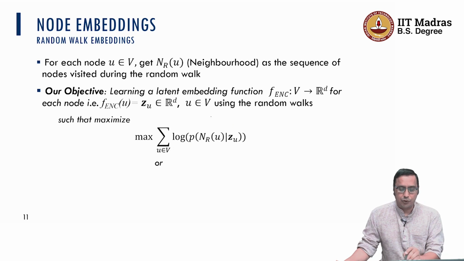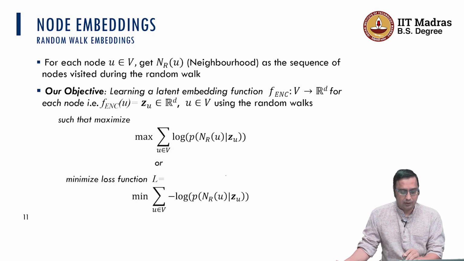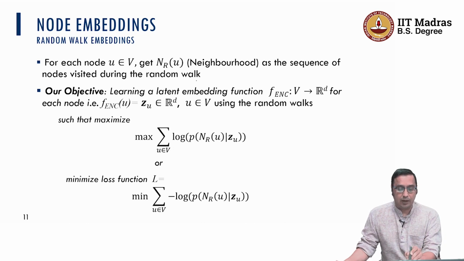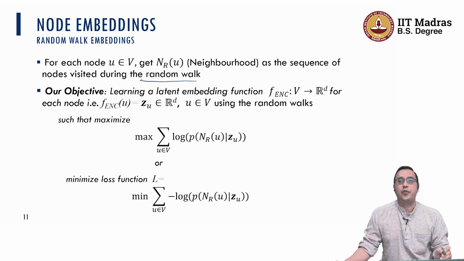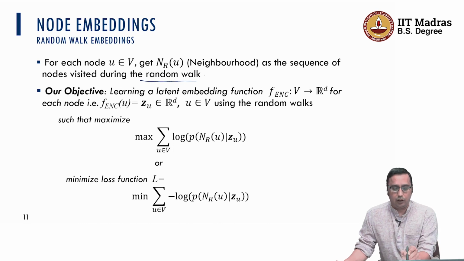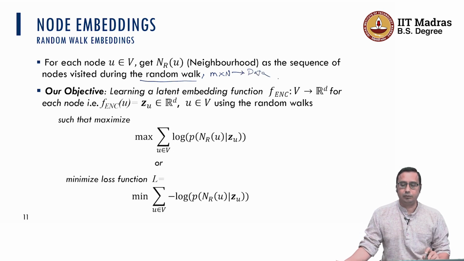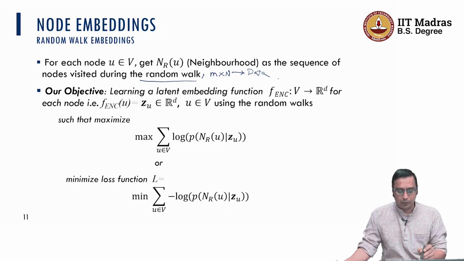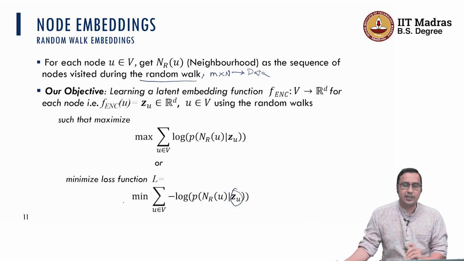Sometimes we do not use only maximization; often we use loss functions, so we have a negative, a minimization of this particular task. Remember that we want to learn using the data which we have generated through a set of random walks. Recall we have M cross N data. So we have this many random walks to determine z_u by minimizing this loss function.